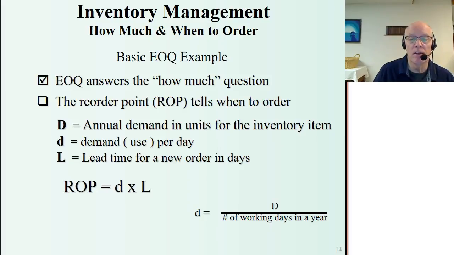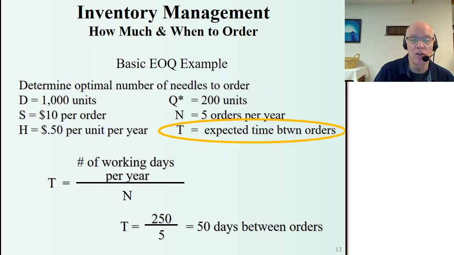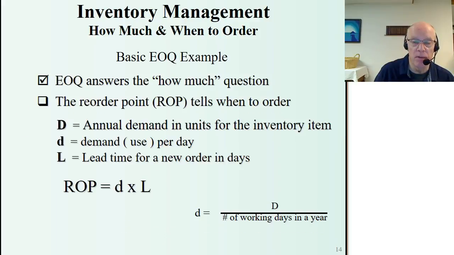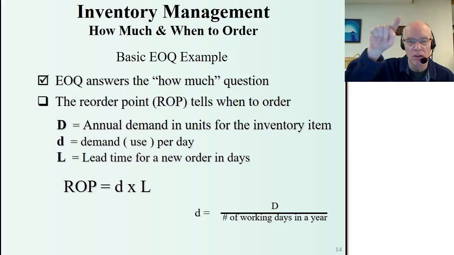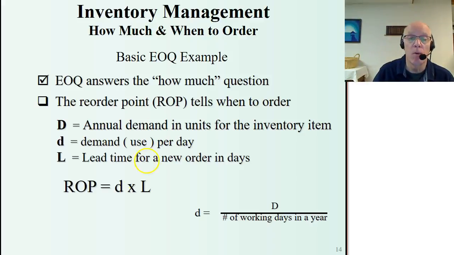So reorder point is a different thing. So this was how often I order from a time standpoint. Reorder point is how often I order based on the inventory on hand. In other words, we saw in the simulation, if you looked at your inventory charts, the inventory quantities went down, down, down. And so as they get lower and lower, at some point you can set a trigger that says, hey, when it gets to this point, I'm going to place an order. So the reorder point says, if I take the annual demand in units, the demand per day, and the lead time for a new order in days, that'll tell you my reorder point.